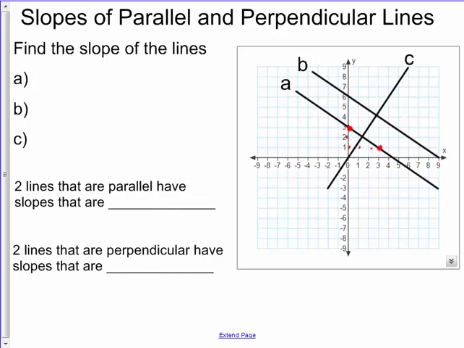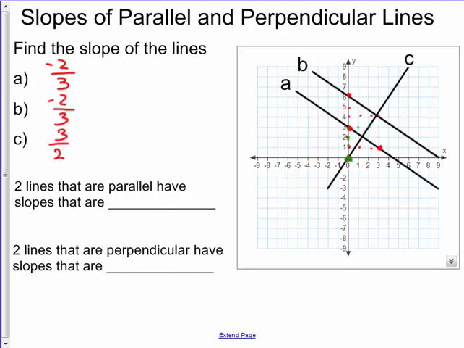So if I look at A, find the slope of A. A is down 2 to the right 3, so that's going to be negative 2/3. Slope of B, down 2 to the right 3 again. And the slope of C, if I start at 0, 0, I go up 3 to the right 2, so that's going to be 3/2.